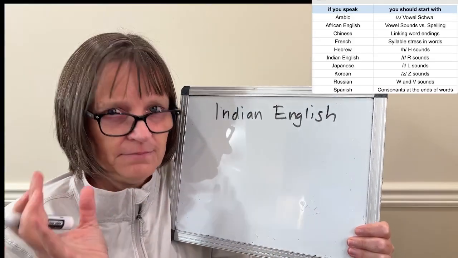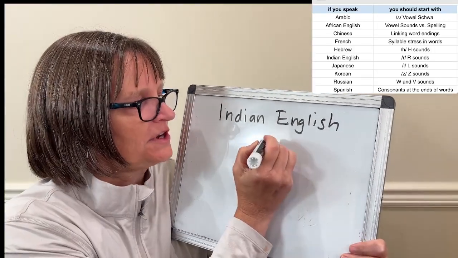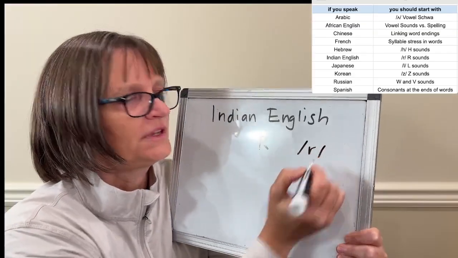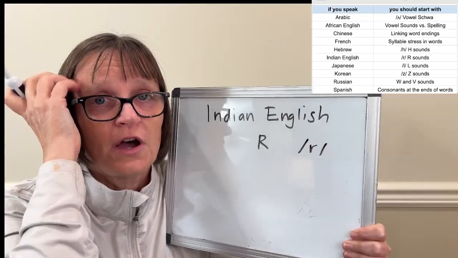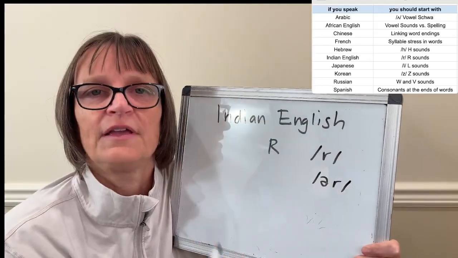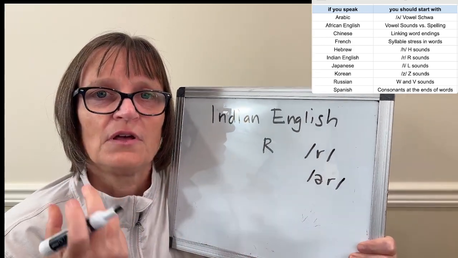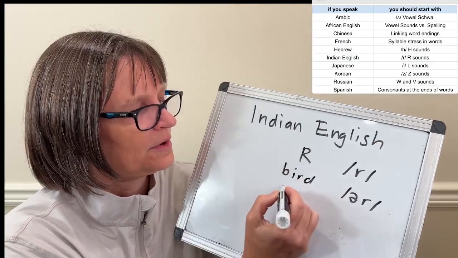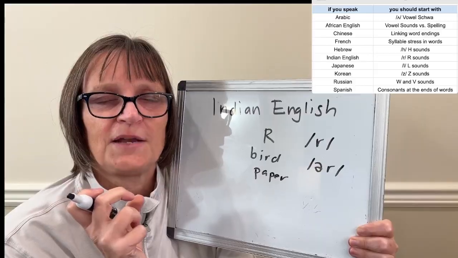The dialects in India are more similar to British English. So where I would suggest that you start is with R sounds. Not only at the start of words, making sure that you don't have a rolled R there, but also the air, ear, ire sounds, etc. Making sure that you're not using the British R, so if you're saying a word like bird or paper, that you have the tight back American R.